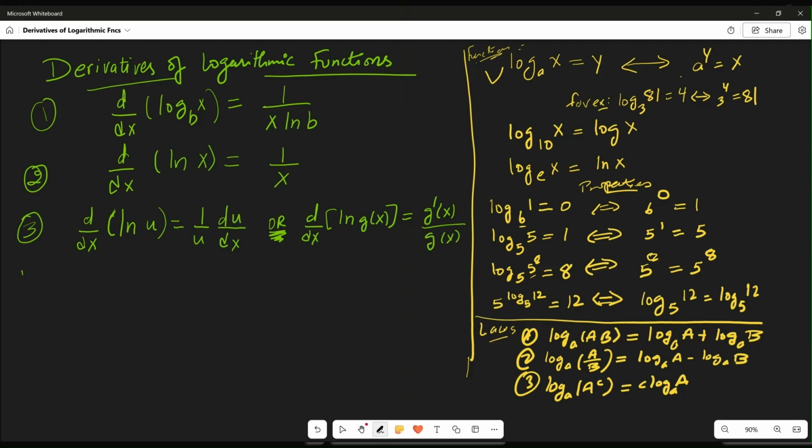Fourth, we have the derivative of natural log with absolute value of x is equal to 1 over x, as x cannot be equal to 0. And we have this power rule: if n is any real number, then the derivative of that function f of x is equal to n times x to the n minus 1.